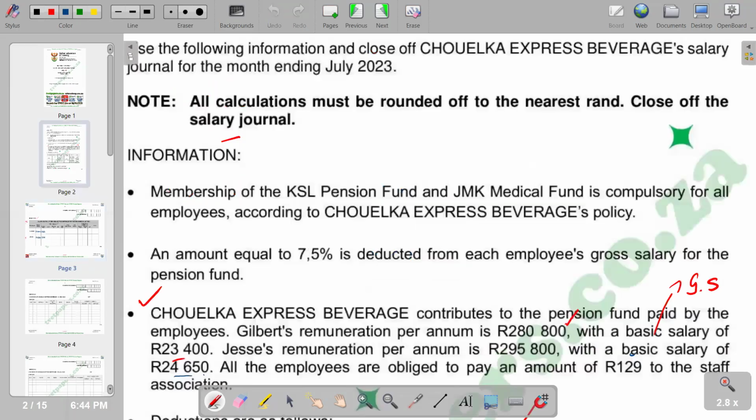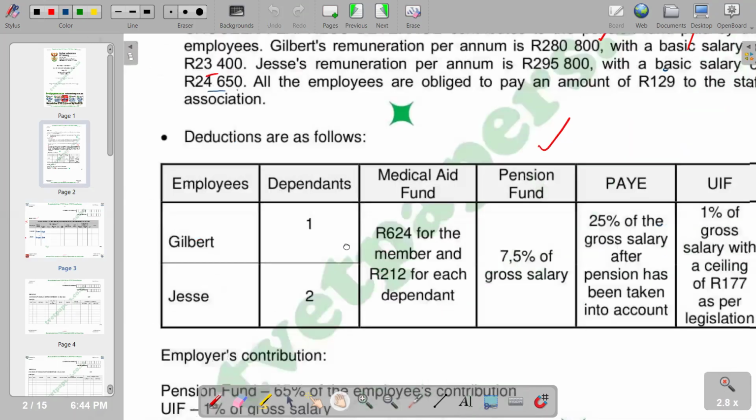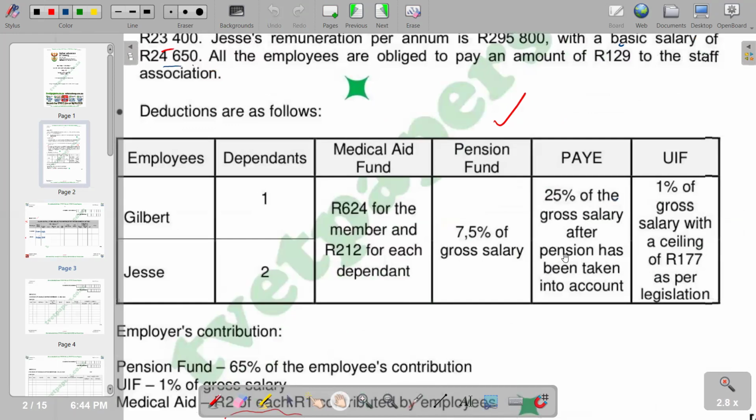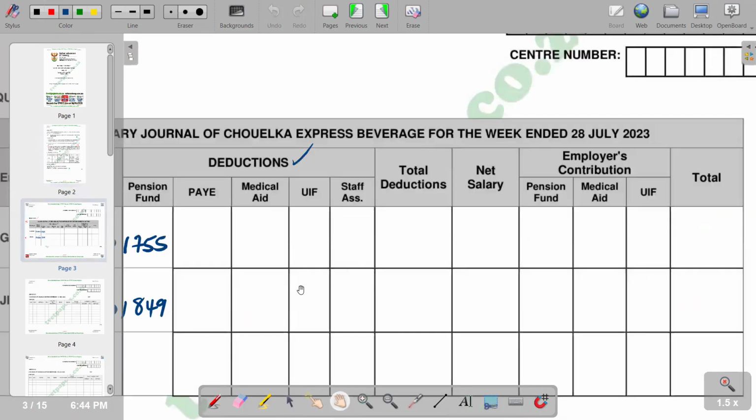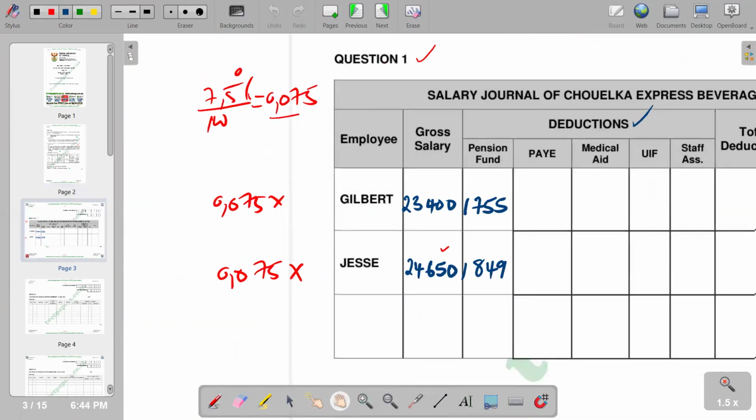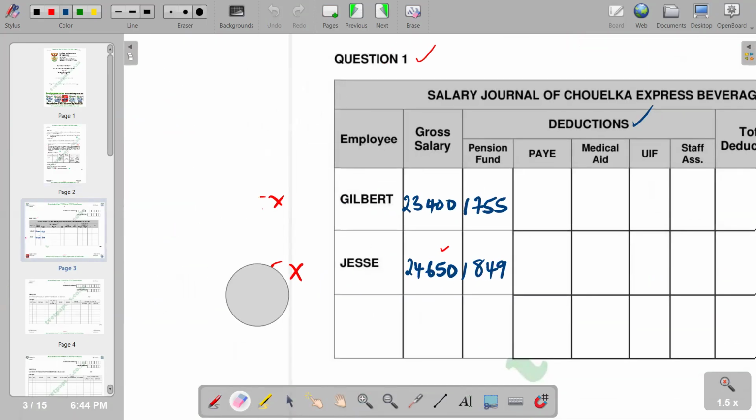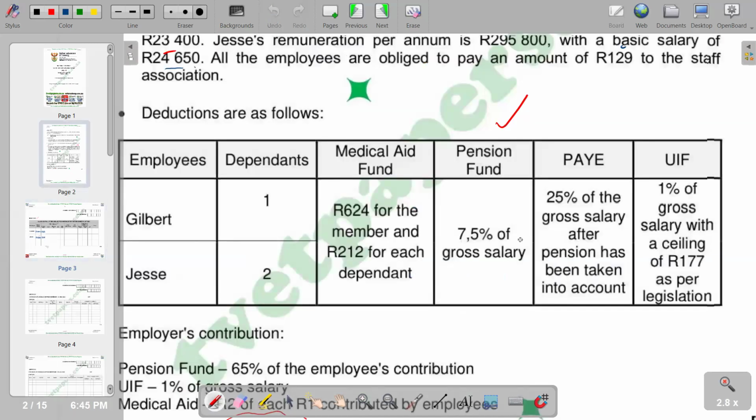And then we go to the instruction for PAYE. If you turn back, you see that in terms of PAYE, it is 25% of the gross salary after the pension fund has been taken into account. The pension is the one that we have just calculated. So I am going to first subtract it from the gross salary, and then the net figure that we get, we multiply by 25%. So if we come here, you'll see that for Gilbert, we are saying 25%. Of course, it is 25%.